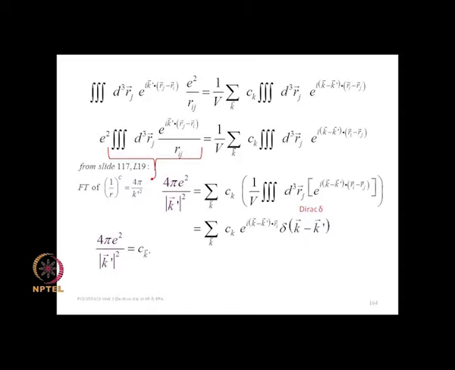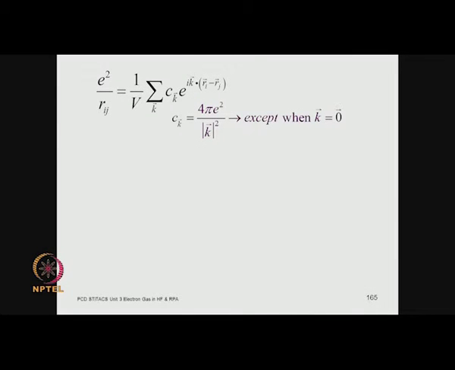So, on the right hand side only Ck prime will survive because of the Dirac delta, and Ck prime is 4 pi e square by k prime square, and you can drop the prime now. So, this is your general expression for the coefficient Ck, which is 4 pi e square over k square, except when k is equal to 0, okay, because when k is equal to 0 this term seems to blow up. So, that we will deal with separately. So, this is our expansion for the Coulomb potential. Okay. This is the Coulomb potential of the ith electron in the field of the jth electron.